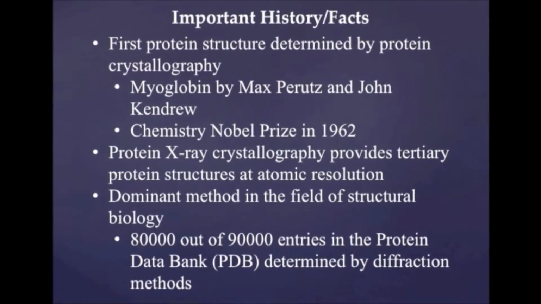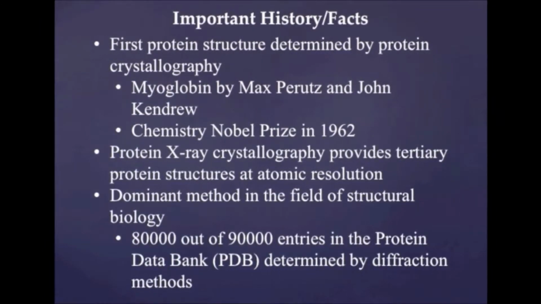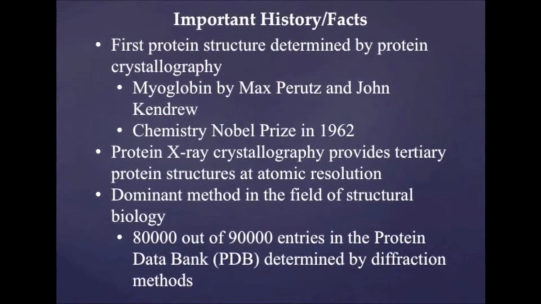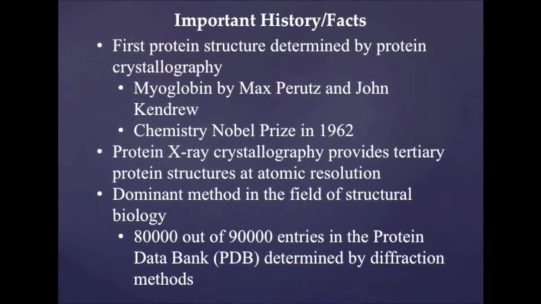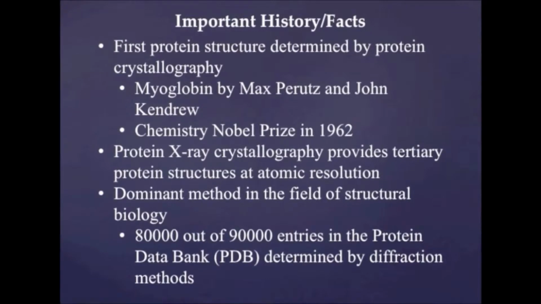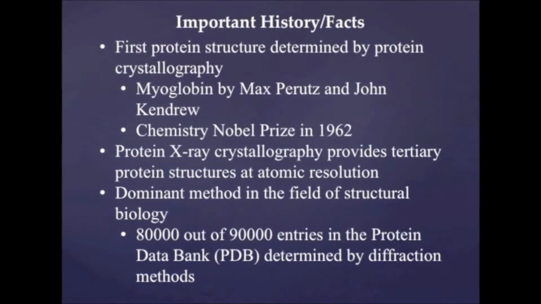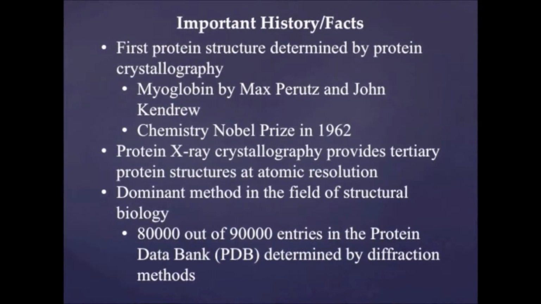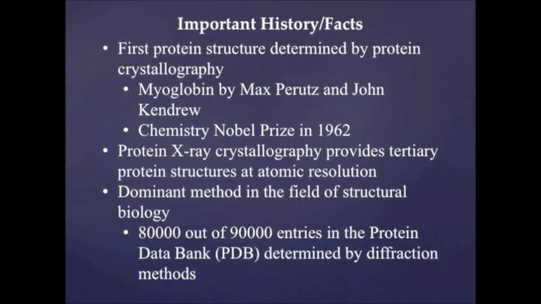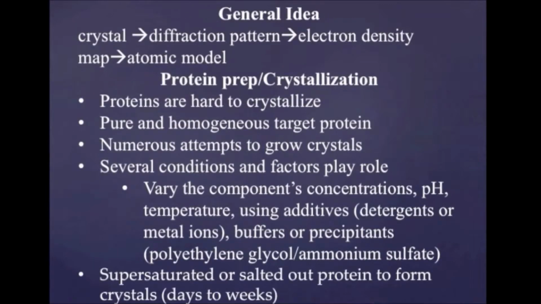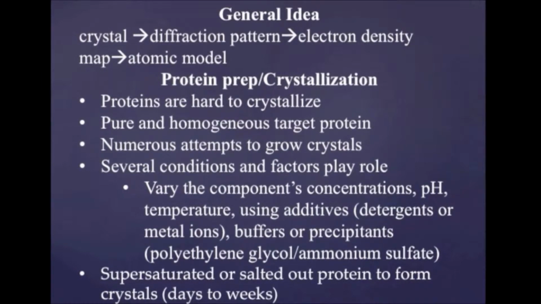Since then, scientists have been receiving Nobel Prizes for determining different protein structures by using one of the diffraction methods. Protein X-ray crystallography is one of the few methods which provides tertiary protein structures at atomic resolution, which other techniques cannot do efficiently. This is the reason why it is considered one of the dominant methods in the field of structural biology, where 80,000 protein structures out of 90,000 entries in the Protein Data Bank are determined by diffraction methods. The general idea is to pass an X-ray beam through the crystals of protein where light gets diffracted and forms a pattern corresponding to the structure of the crystal.